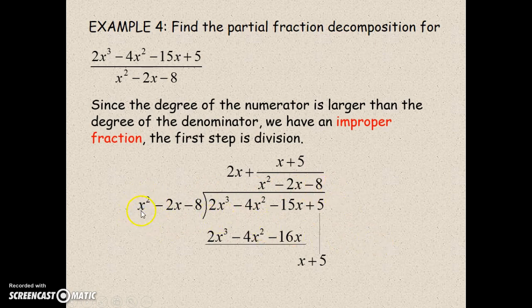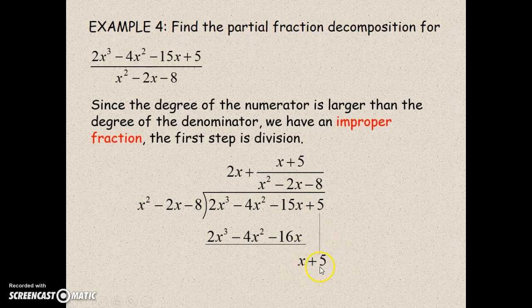We look at the lead term here, ask ourselves, what do I need to multiply this by to make it look like this? And that's 2x. So then we multiply each term by 2x. We get 2x cubed minus 4x squared minus 15x. Then we subtract them. 2x cubed minus 2x cubed is 0. Negative 4x squared minus a negative 4x squared is 0. And 15x minus a negative 16 leaves us with a positive x. And then 5 minus 0 is 5.